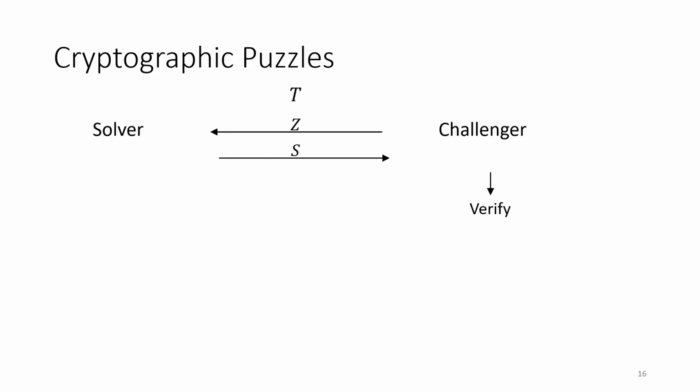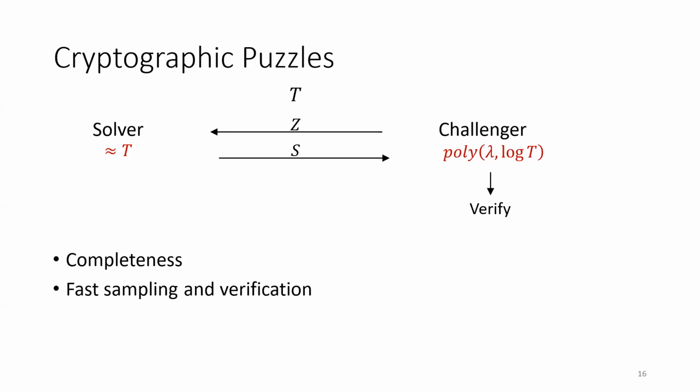Now, the puzzles that we use in our construction have the following properties. First, we need completeness, which means that the solver that runs in time approximately t will be able to solve the puzzle. We also want fast sampling and verification, which means that the challenger runs in time logarithmic in t. Okay, the challenger doesn't need to be able to solve the puzzle on its own. And we also want the puzzle to be hard, so we require soundness, which means that the solver that runs in time significantly less than t won't be able to solve the puzzle.